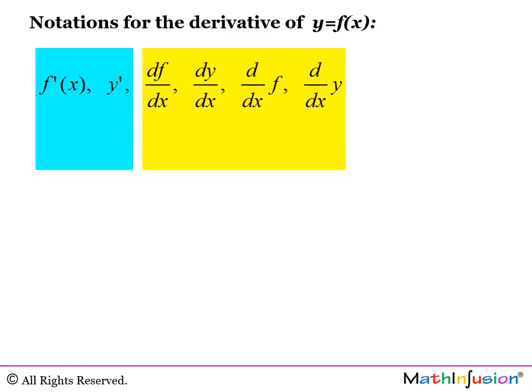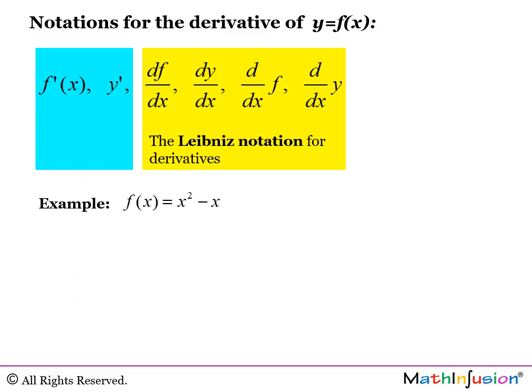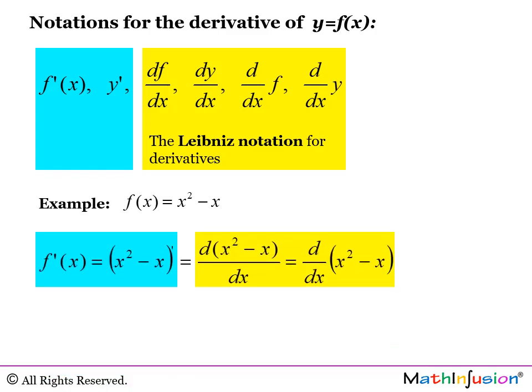So we have actually two types of notations. The first two are using the prime notation, and the other ones are using what we call the Leibniz notation for derivatives. If you see, all of those look like ratios. We will talk about this much later when we will learn about differentials. Example, f(x) equals x to the power of 2 minus x. So here are the different ways to express the derivative of this function. First I was using the prime notation, then I was using the Leibniz notation.